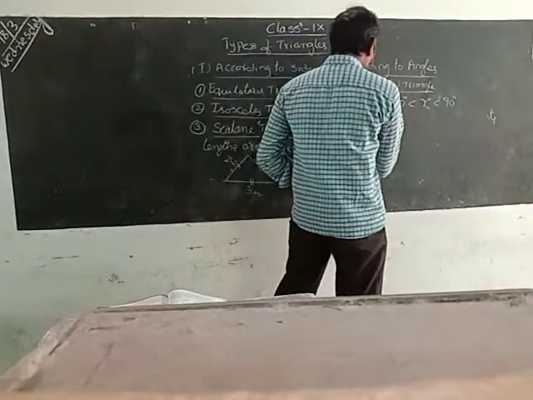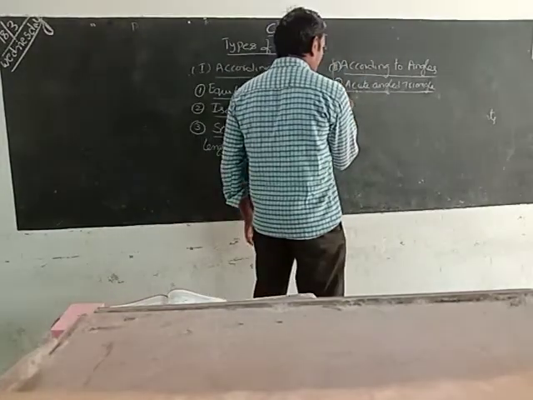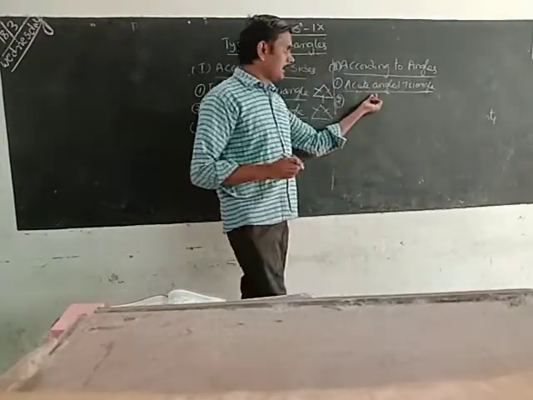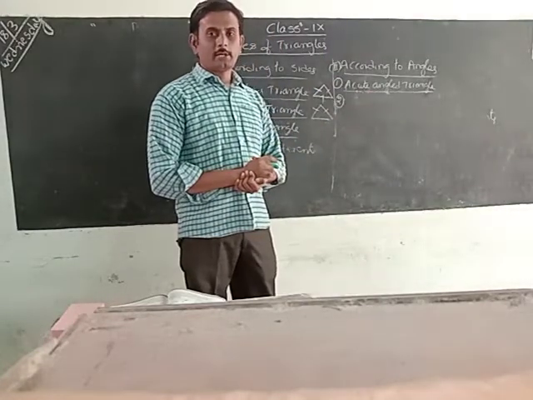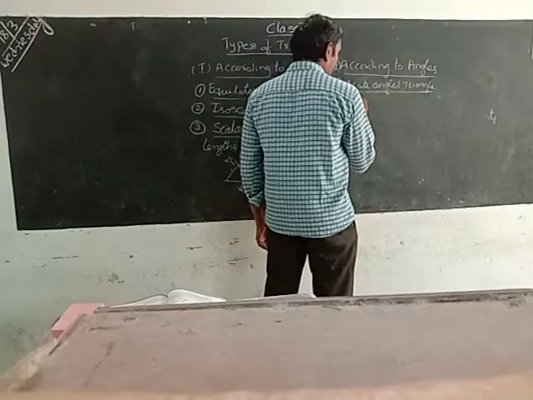Next, the second one is the right angle triangle. In acute angle triangle, all 3 angles should be acute. That is the possibility there. Next one is the right angle triangle.